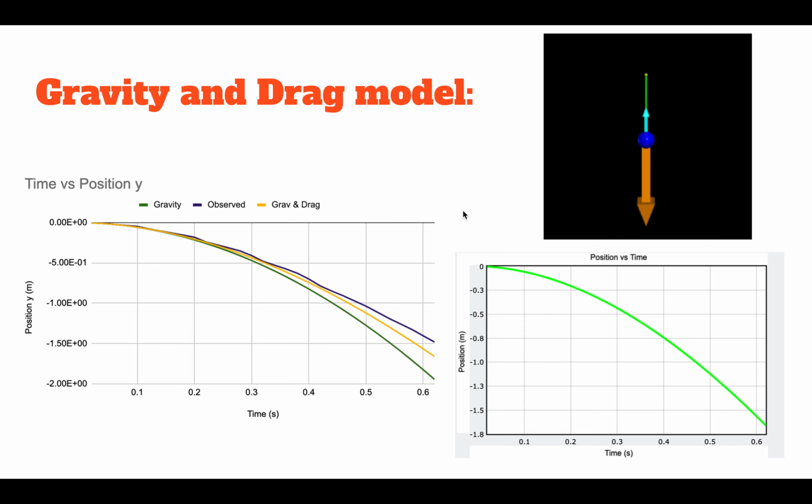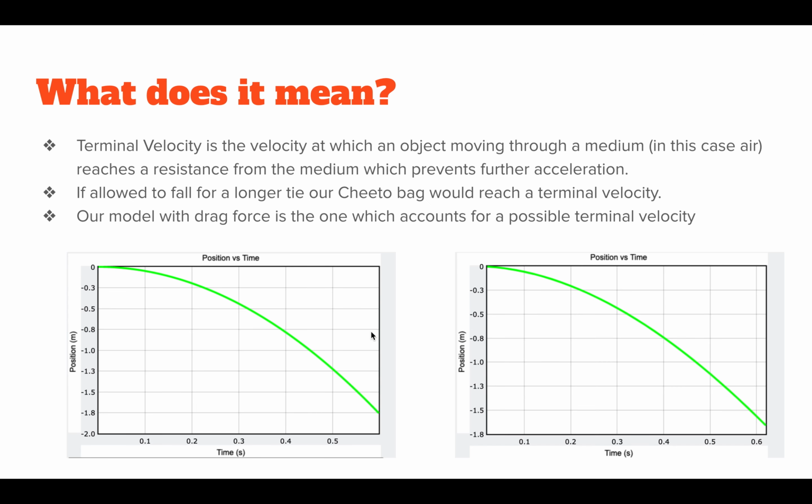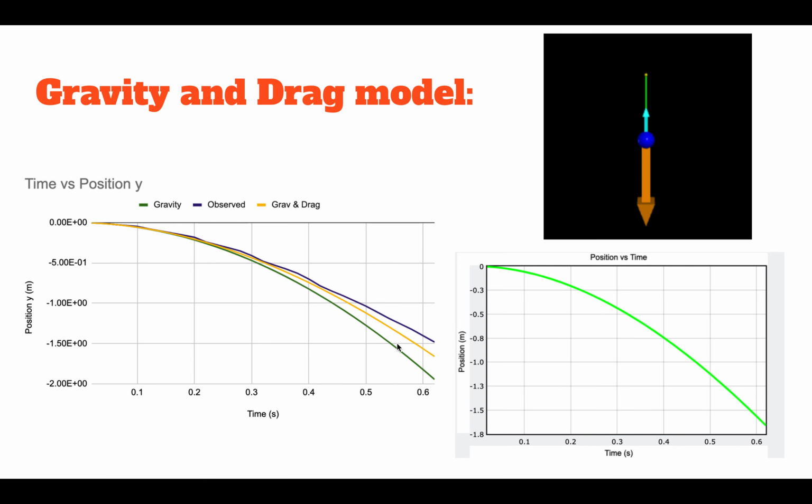Here's the actual graph and model for it. Down here you see the graph from GlowScript, and up here's the model with the orange arrow representing gravity and the blue one representing drag force. Obviously the orange arrow is bigger, which is why the bag continues to fall when you drop it. Over here you can see the comparison with green being just gravity, orange being the gravity and drag force, and purple being the actual observed data. You can see that there was much less discrepancy when we accounted for drag force than there was when it was just gravity, though there is still a little difference there. We were able to get it much closer.